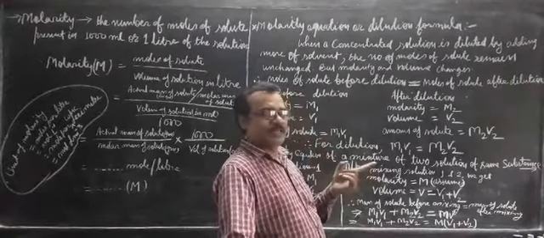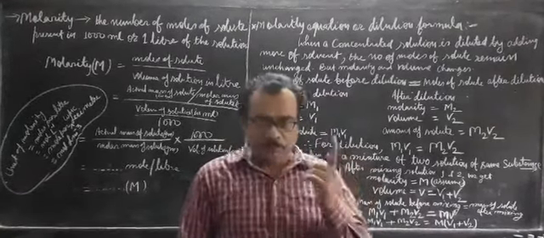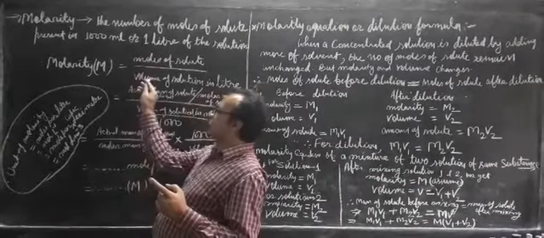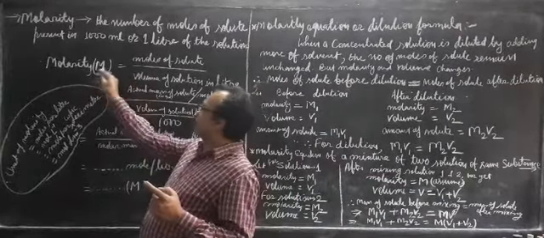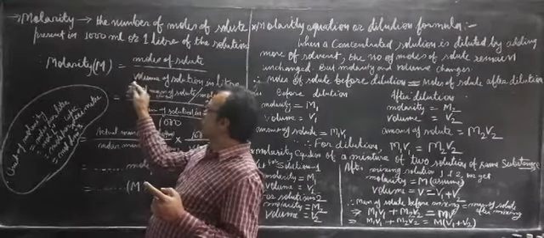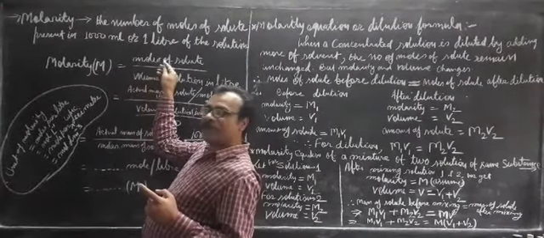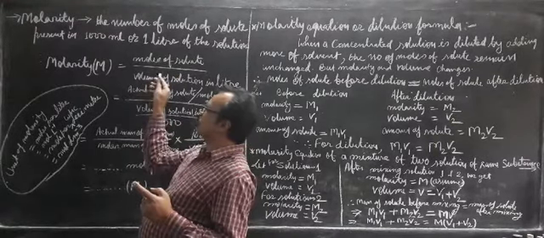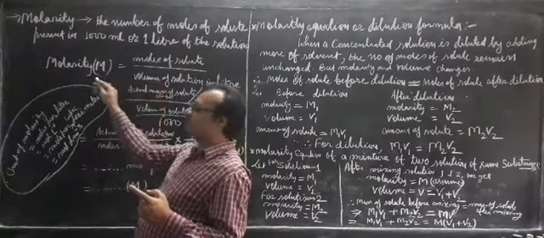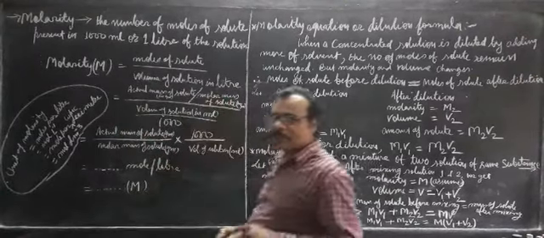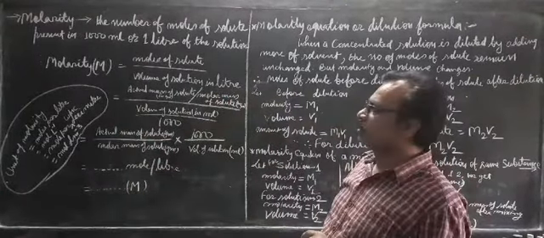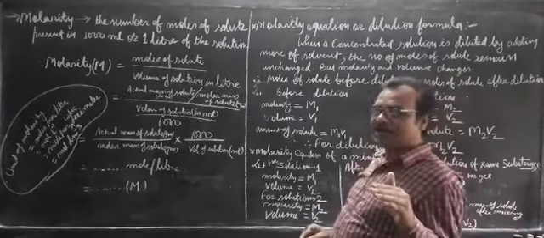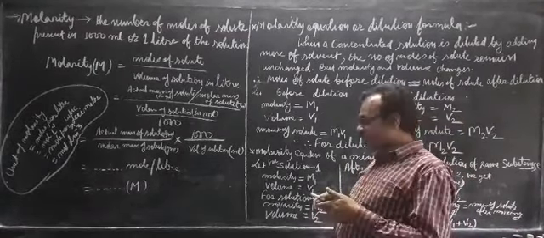Since volume changes, what is the formula of molarity? Moles by volume. The number of moles remains the same, but the volume changes. So when the volume is increasing, the molarity will be decreasing. So there will be a change in molarity. When you are diluting a solution, the molarity will change. Molarity will not remain the same because there is a change in volume.